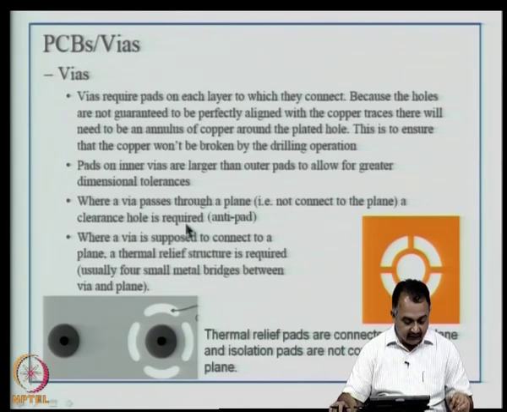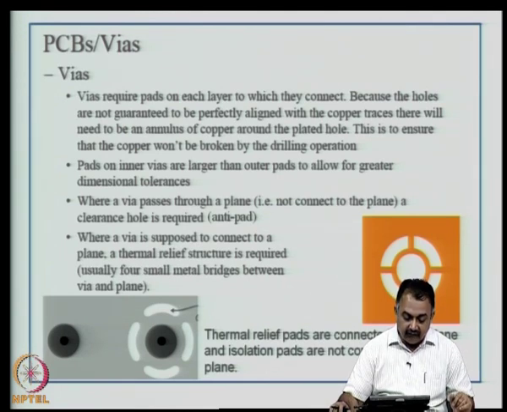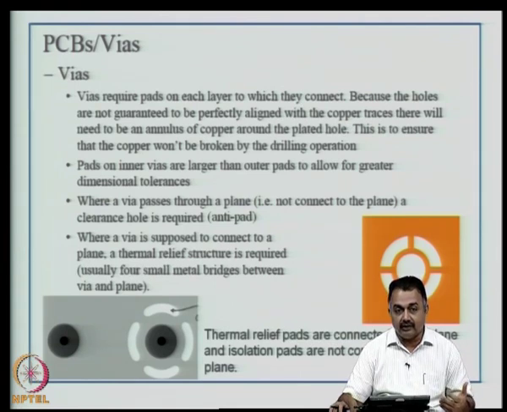Now, I would like to explain what is a thermal relief pad and what is anti-pad information. Basically, in the previous classes, I have explained that vias are required on every layer. If it is a double sided board, you require vias to connect layer 1 and layer 2, and in multi-layer boards you will have different sets of vias connecting different electrical layers on your board.